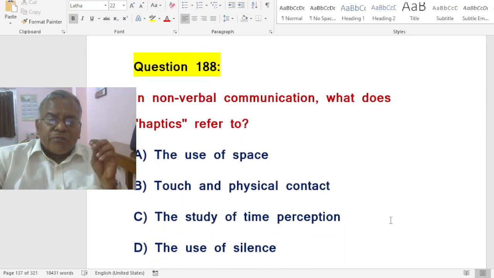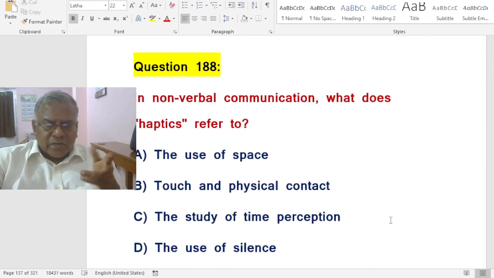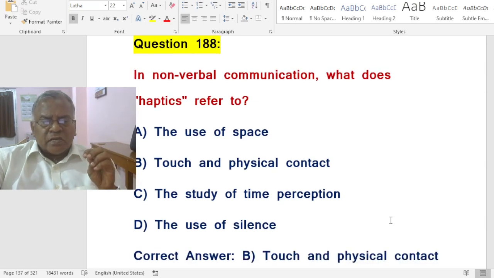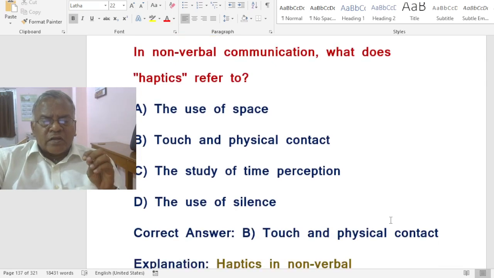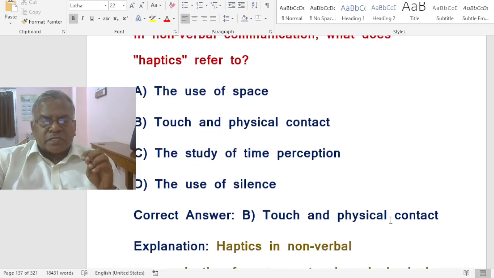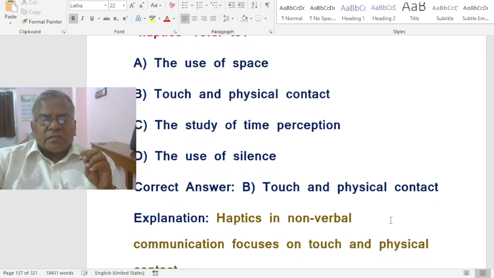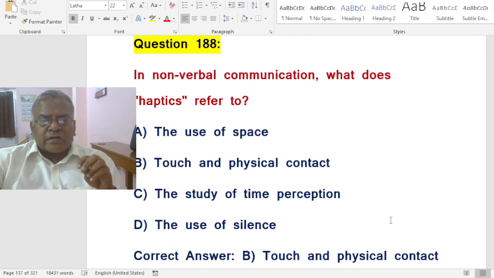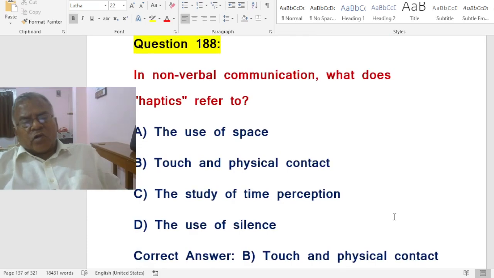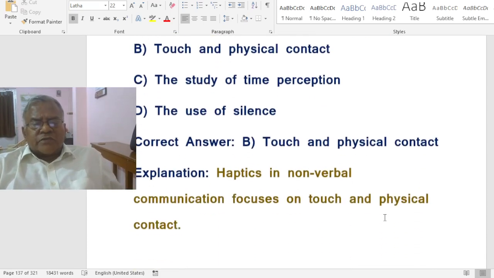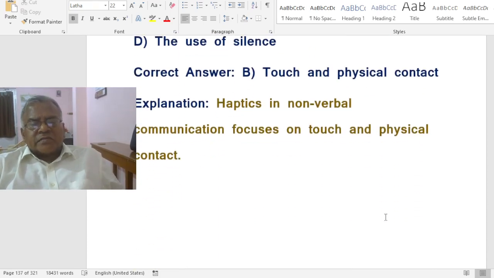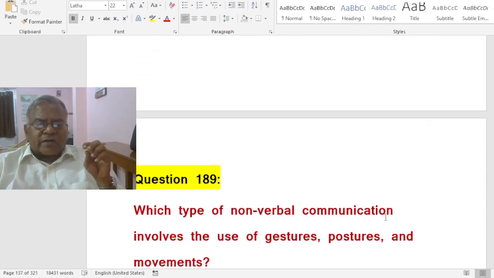In non-verbal communication, what does haptics refer to? Haptics, it is connected with the communication. A, the use of space. B, touch and physical contact. C, the study of time perception. D, the use of silence. That is touch and physical contact. Haptics in non-verbal communication focuses on touch and physical contact.